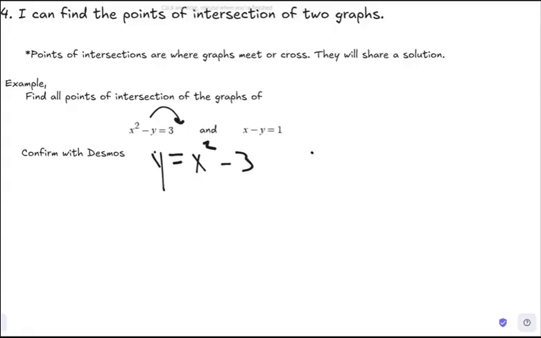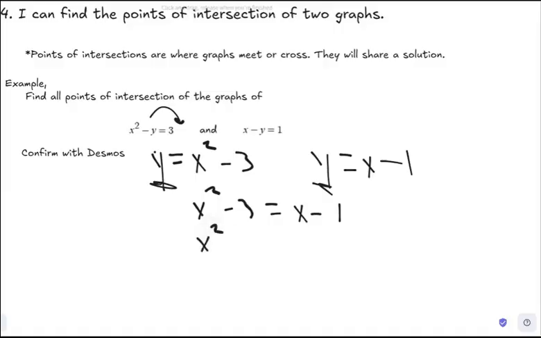And then the other equation is going to be y equals x minus 1. Did the same thing there. And since these are both equal to y, we can set them equal to one another. So x squared minus 3 equals x minus 1. Since we have an x squared, this is going to be a quadratic, so we could set it equal to 0 and see if factoring is going to help. So x squared minus x minus 2 equals 0.